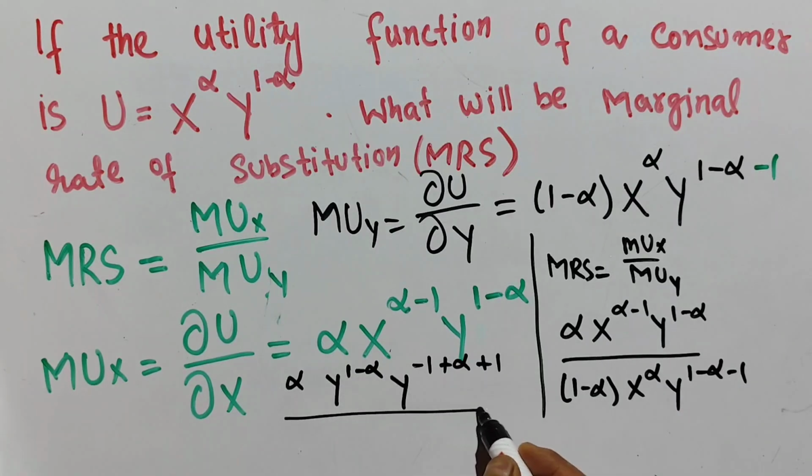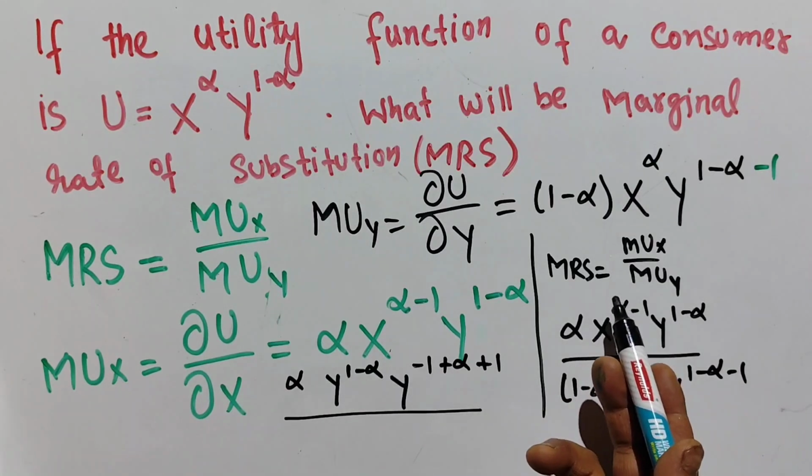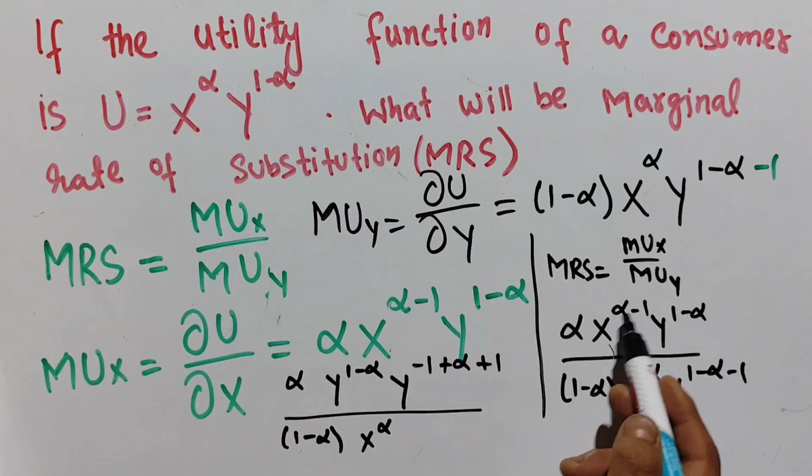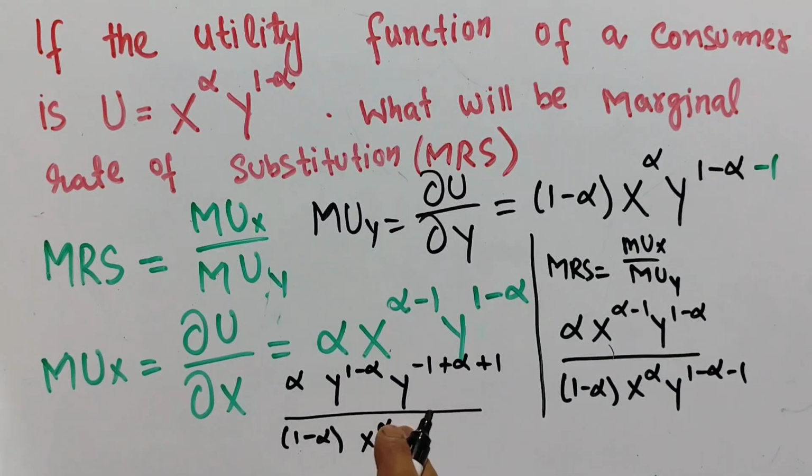And by the same logic, we have here 1 minus alpha, 1 minus alpha, let me write it here. Then we have x raised power alpha. Transposing this term, it will get multiplied, but its exponent sign will change. So we have x raised power minus alpha plus 1.